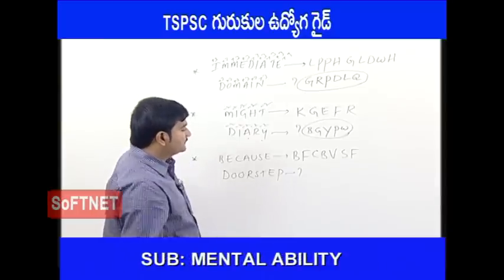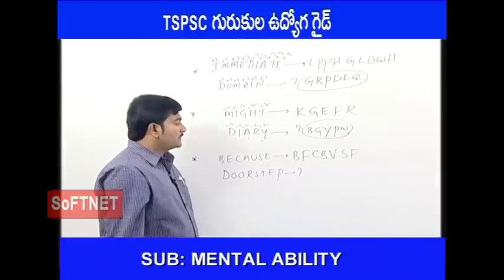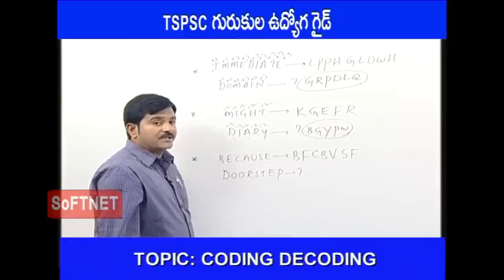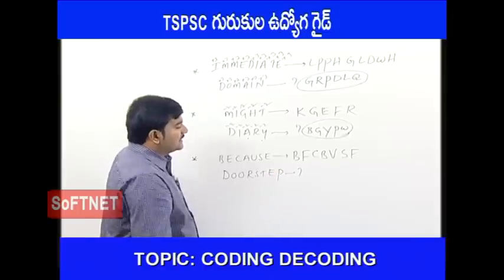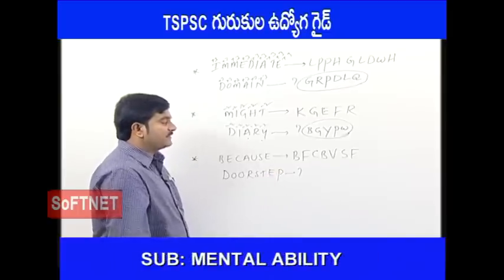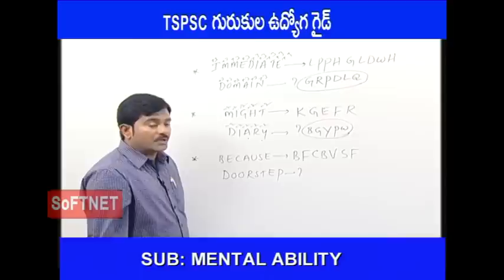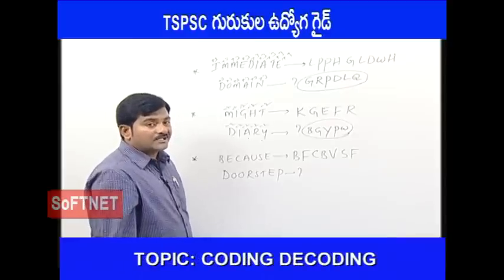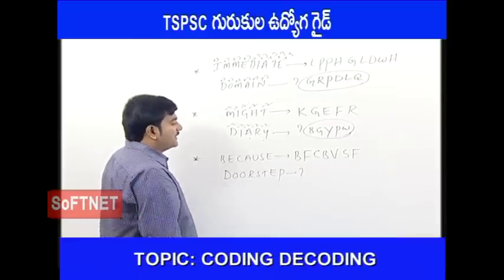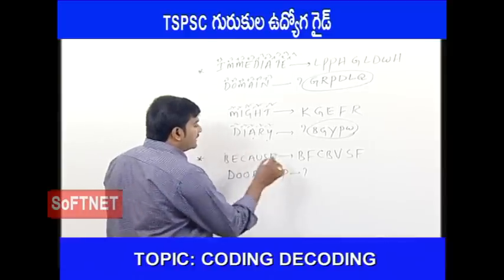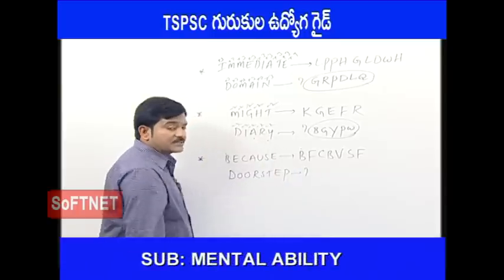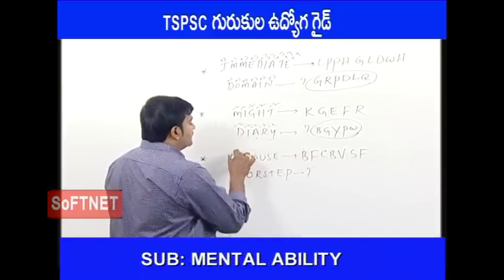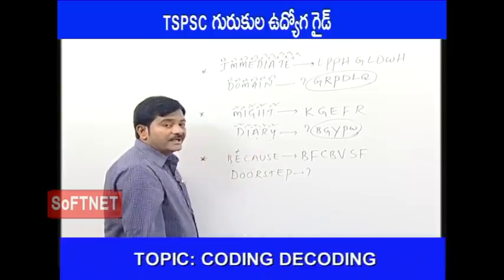So, look at the example. In a certain code language, BECAUSE, because is written as BFCBVSF, then what is the code for the word doorstep? DOORSTEP, he said. So interestingly here B is there, B is written as constant B. Okay, so here E is there, E became F. What does it mean? Simply this is added +1.